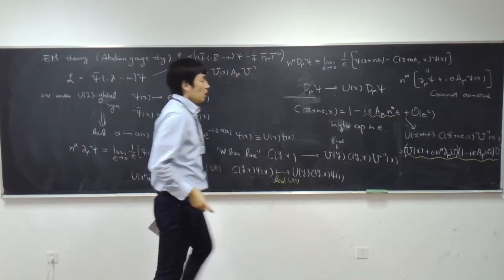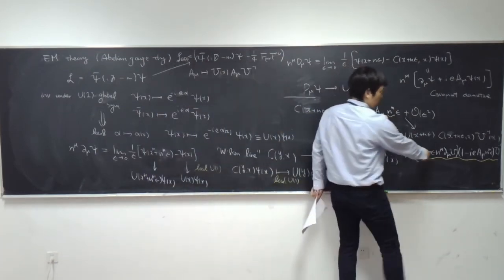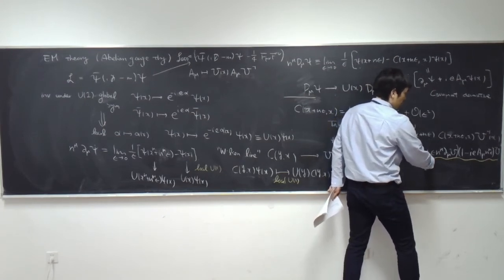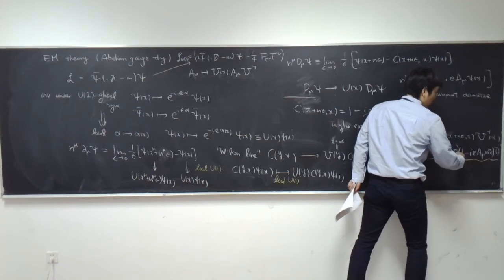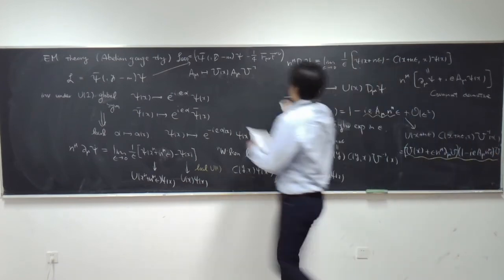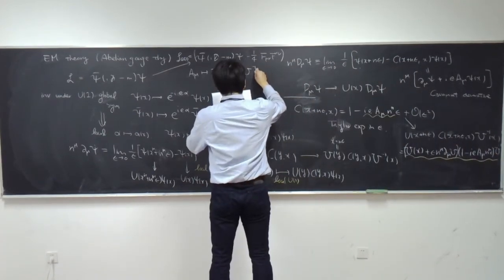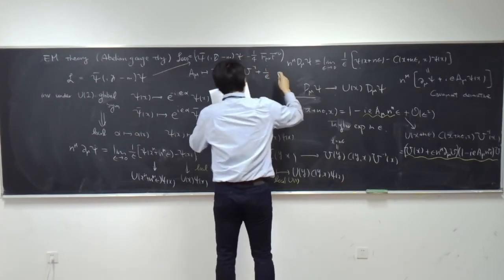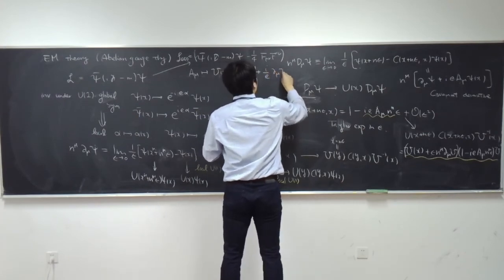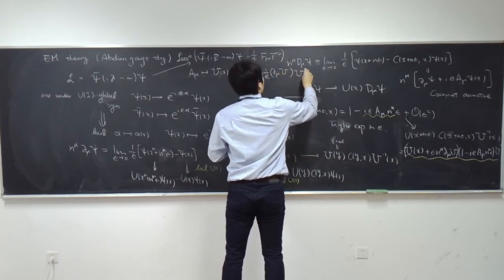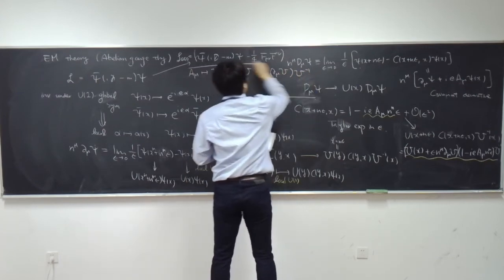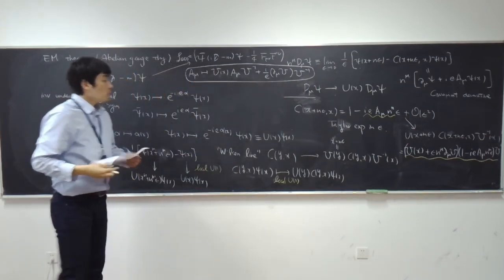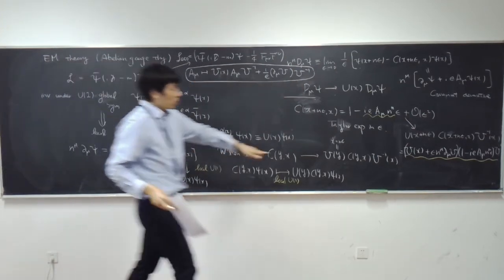Okay, and also this is dependent on epsilon, and then it's 1 and U inverse. So what you have to find is the plus I e partial mu U and U inverse. Okay. So this is the transformation under this local U1.